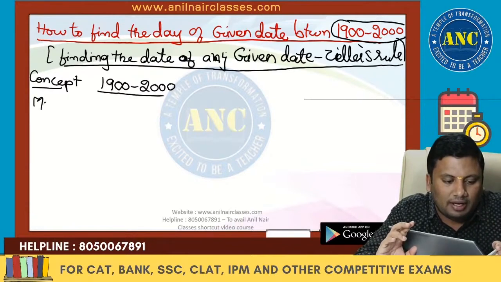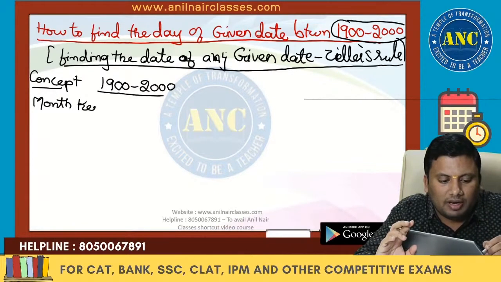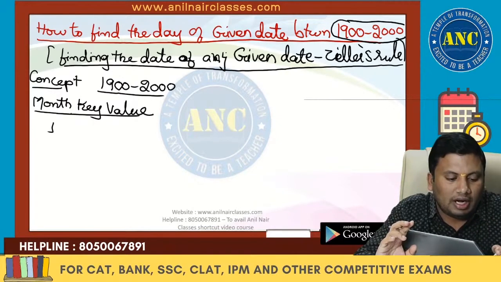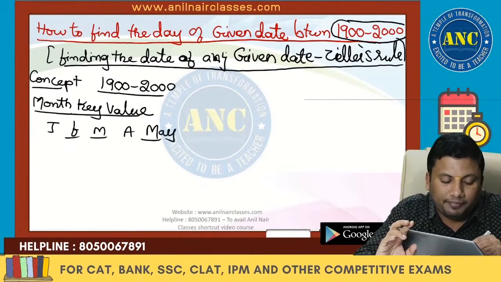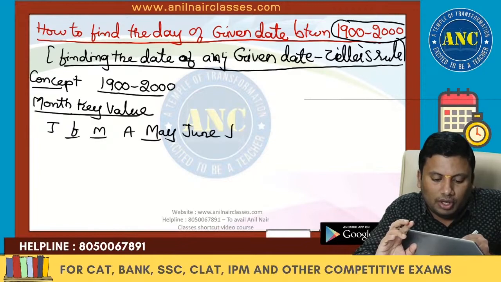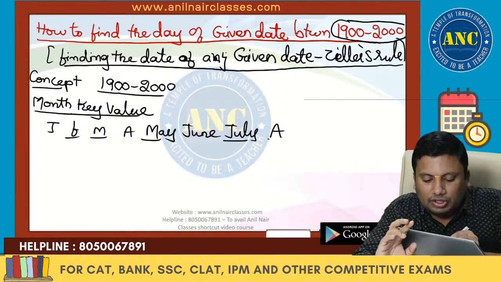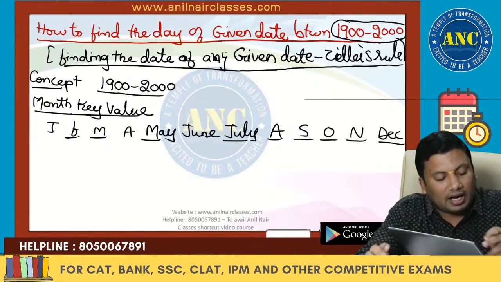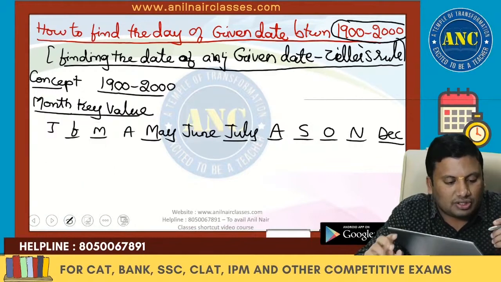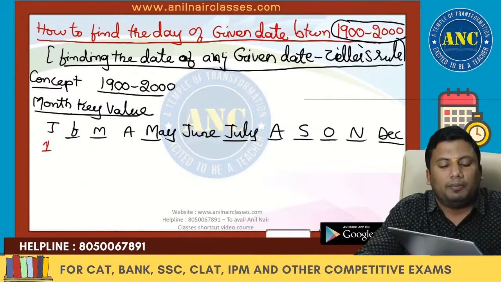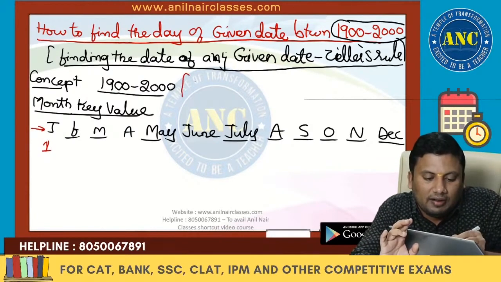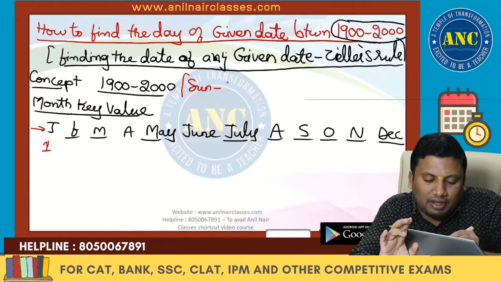First, the month key value. Listen carefully. There are 12 months: January, February, March, April, May, June, July, August, September, October, November, December. January being the first month, start with 1. Whatever value is assigned to January will also be assigned to the first day of the week.